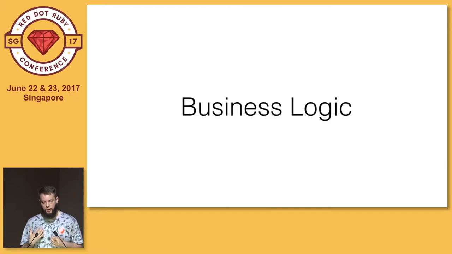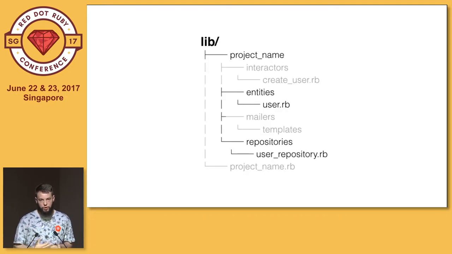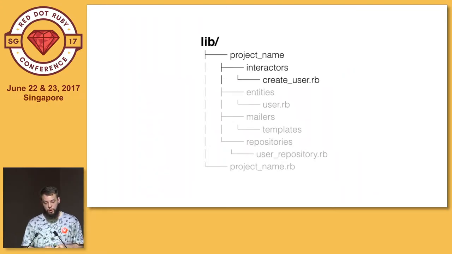So let's talk a bit about business logic. All business logic you can find in the folder library, and usually here you can see modules. In Hanami we use a repository pattern. We will talk about it later. Also, you can find some interactors, mailers, and whatever you want to see.